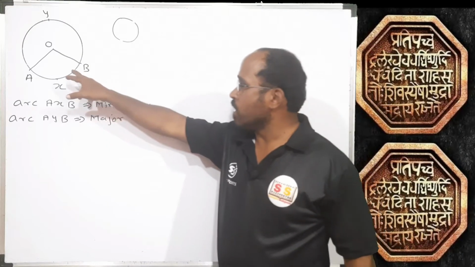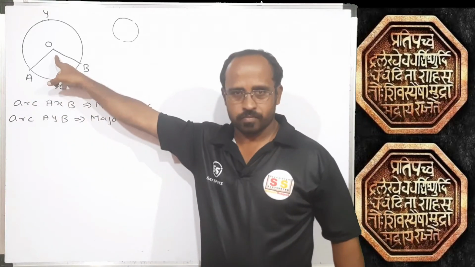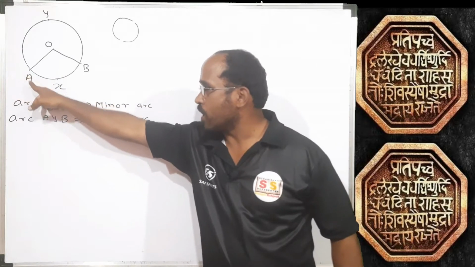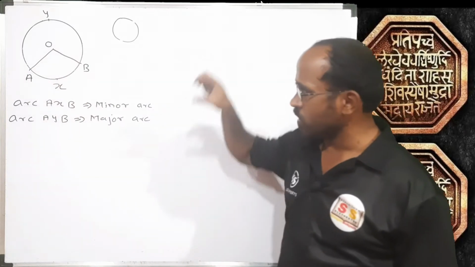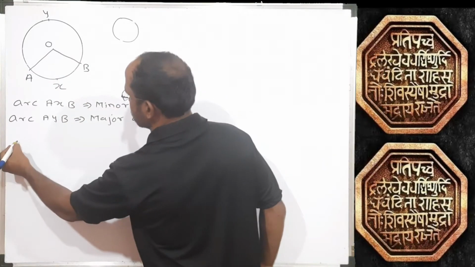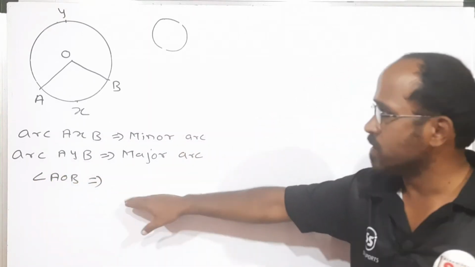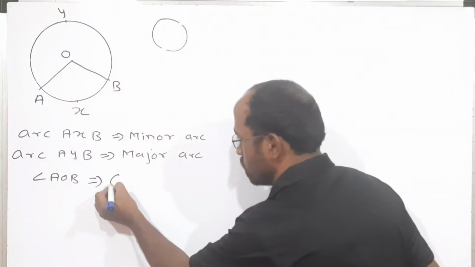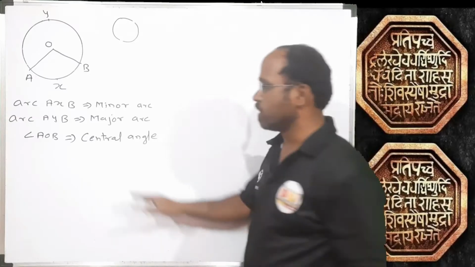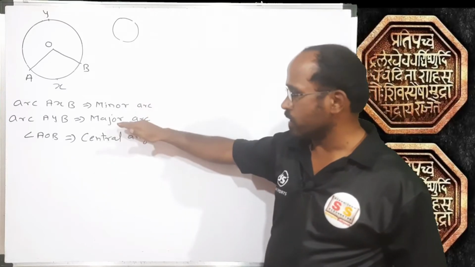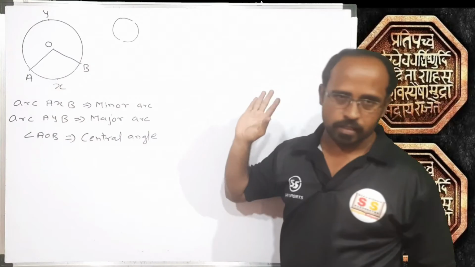Clear? Now what have I done? I have connected the end points of this arc with the center. I have connected end points of arc AXB with center O. So after connecting these end points with center O, one angle is created. That angle is angle AOB. As this angle is at the center of the circle, it is called the central angle. Clear up to this? Smaller arc is minor arc, bigger arc is major arc, and the angle which is created at the center is called the central angle.